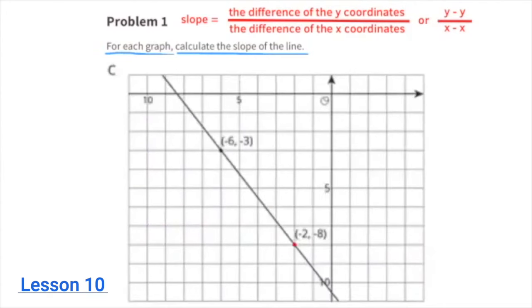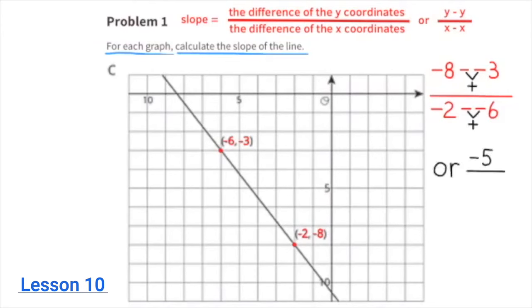Graph C, let's put a point at coordinates negative 2 and negative 8, and let's put a point at coordinates negative 6, negative 3. Y minus y, that would be negative 8 minus a negative 3. X minus x, that would be negative 2 minus a negative 6. Negative 8 minus a negative 3 is the same thing as negative 8 plus 3, or negative 5. Negative 2 minus a negative 6 is the same thing as negative 2 plus 6, or 4.